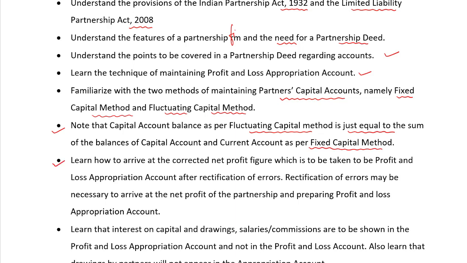Learn how to arrive at a corrected net profits figure which is to be taken to profit and loss appropriation account after the rectification of errors. Rectification of error may be necessary to arrive at a net profit of partnership and preparing profit and loss appropriation accounts.